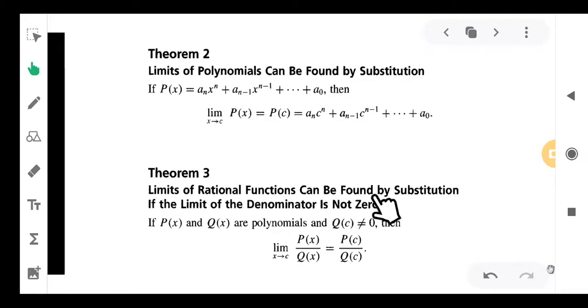In the case of a rational function, p of x by q of x is what we call a rational function, when p of x and q of x are polynomials. Then you just replace x by c, that is p of c by q of c, when the limit is calculated as x tends to c.